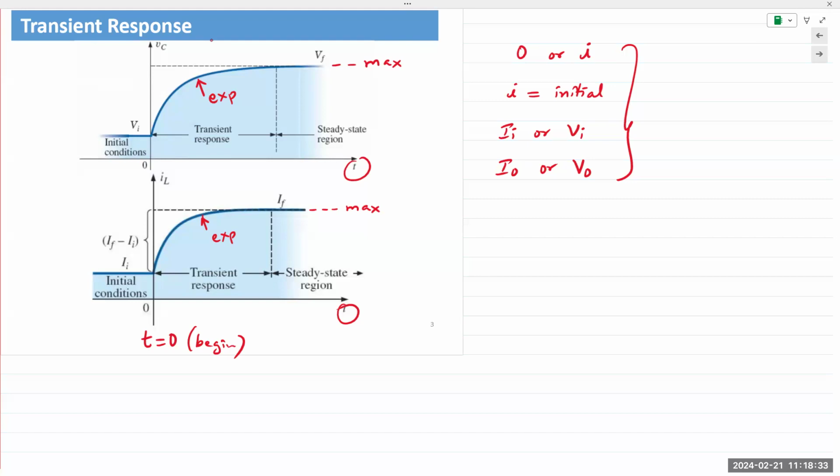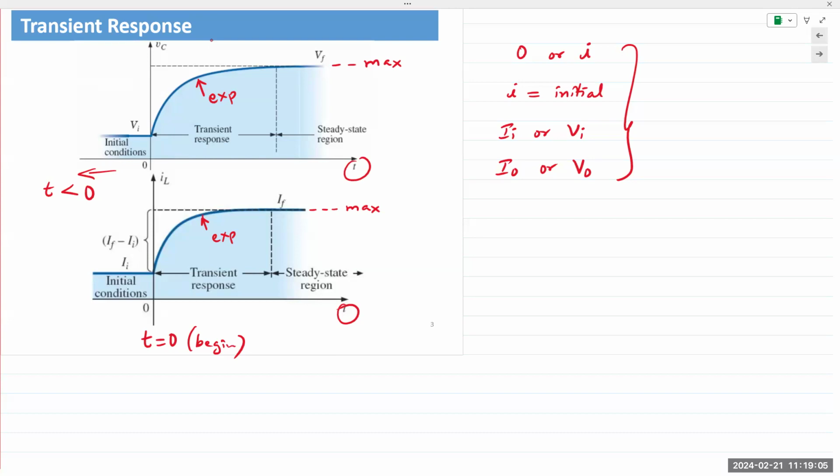So time t equals 0 is where we begin our analysis. Time less than t equals 0 is known as the initial conditions. For the most part, all of the examples that we look at in this chapter will deal with a fully discharged capacitor or a fully discharged inductor, meaning there is no stored energy. So the initial conditions basically say that vC and iL are equal to 0.